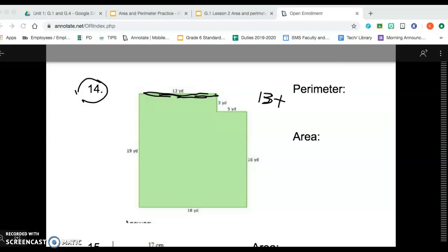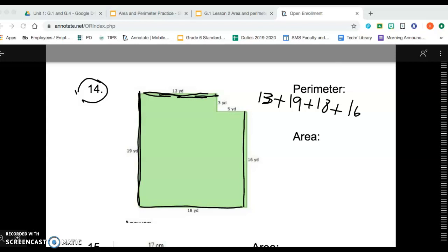plus, they gave us the 19. That's good. So 13 plus 19. And then we have the 18 right here, so plus 18. And then we have 16 right here, so plus 16. And then 5 and 3. So plus 5 and then plus 3.